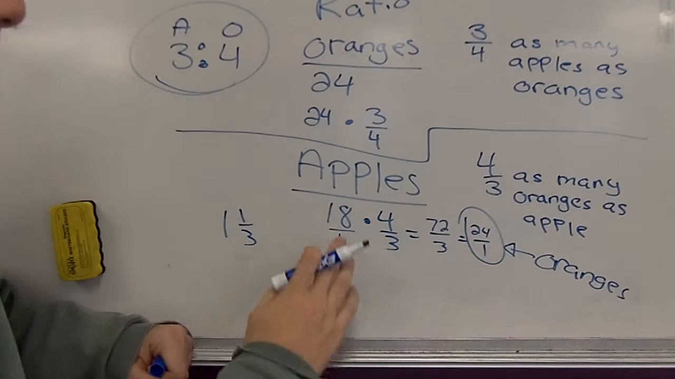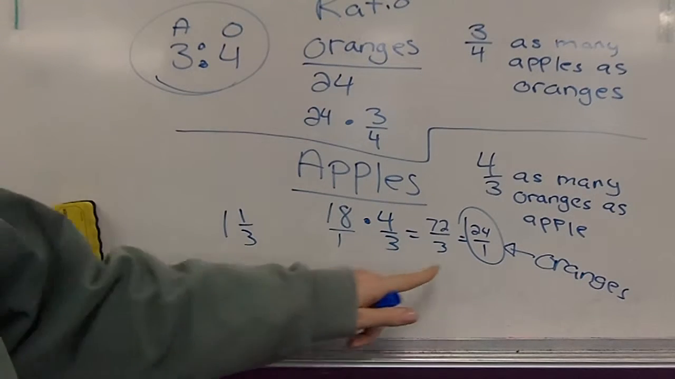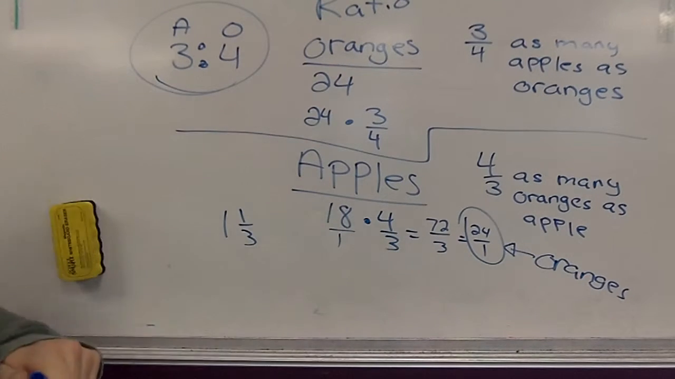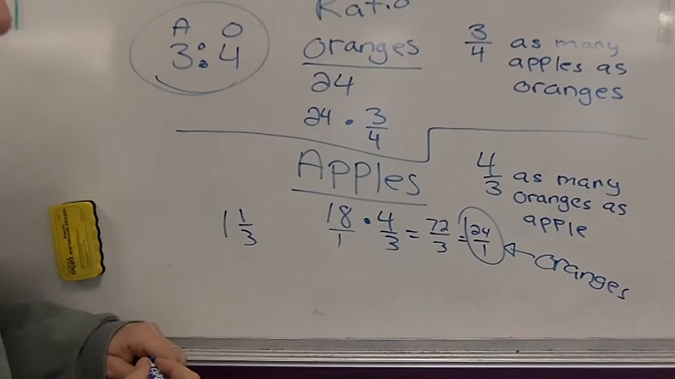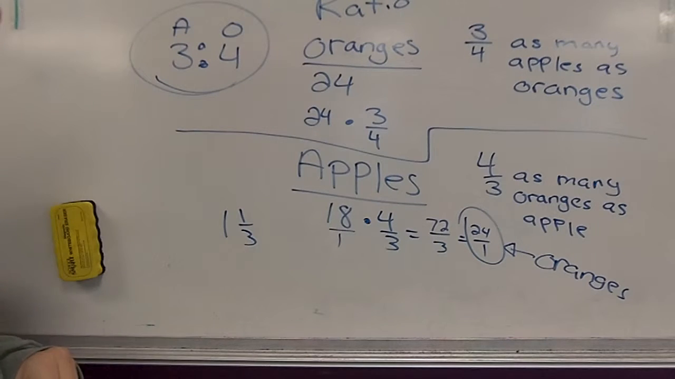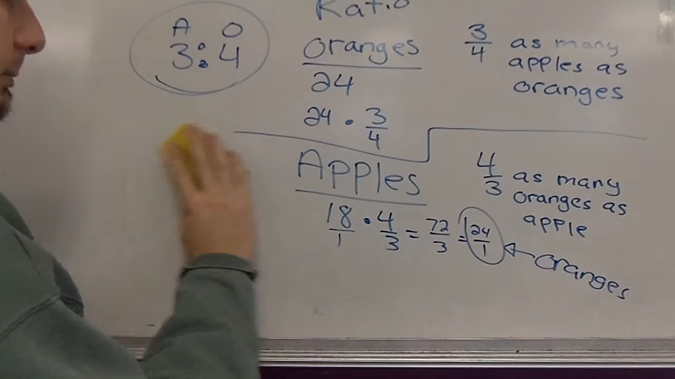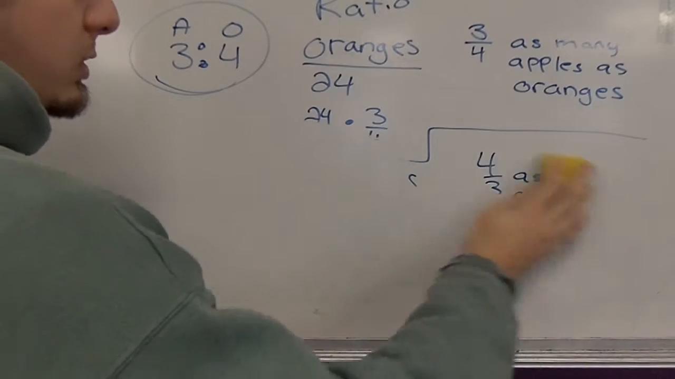Because if I multiplied 18 by 3/4, I would have gotten an answer smaller than 18 for the oranges. I'm supposed to have more oranges. Okay? So that's some stuff that you can do with ratios. I'll do one more example of that.